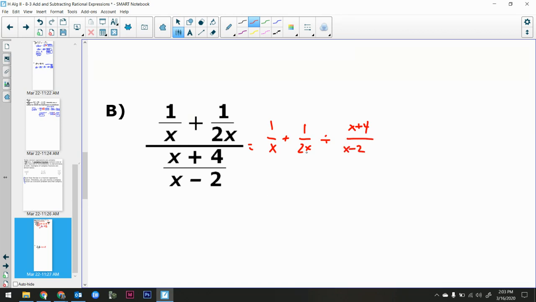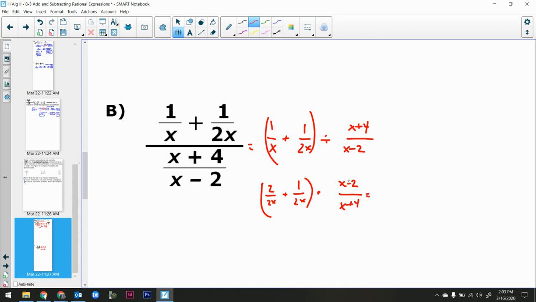Okay, now I have to get common denominators here, right? Because it's kind of like a fraction bar is like a grouping symbol there, right? So my common denominator is a 2x. So I just multiply the top by 2 as well, because if that canceled, it'd be 1 over x again, right? So there's that, and I'll keep, change, flip. X minus 2 over x plus 4.